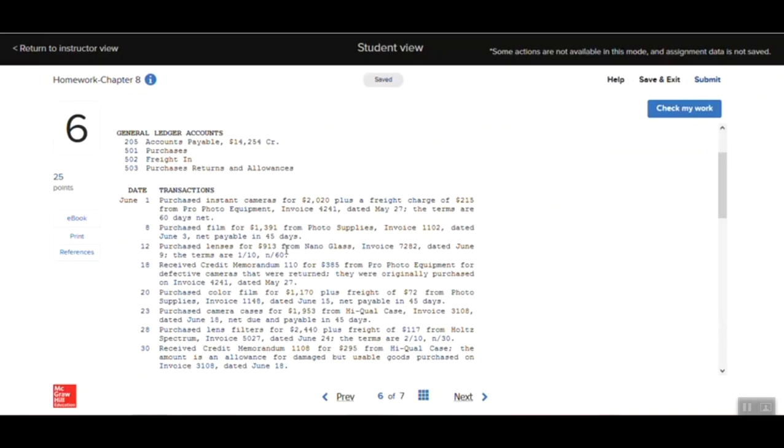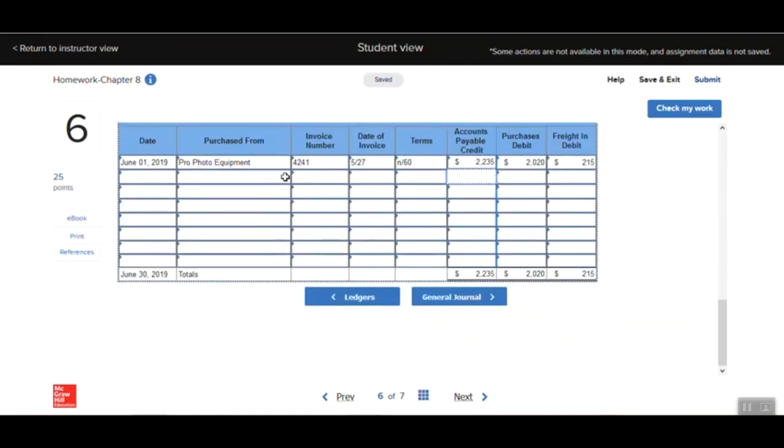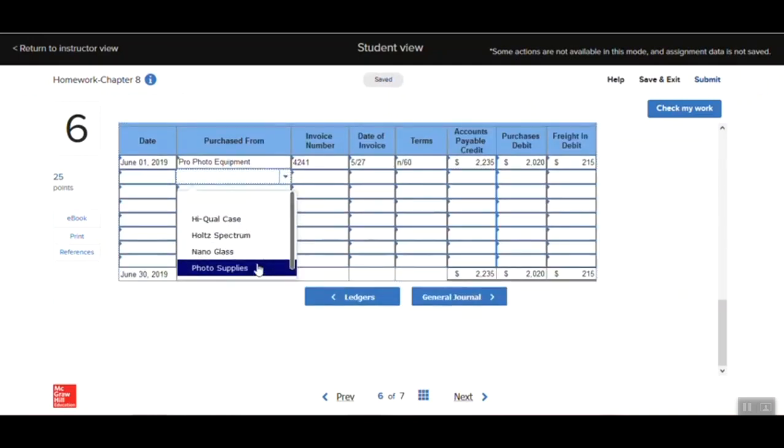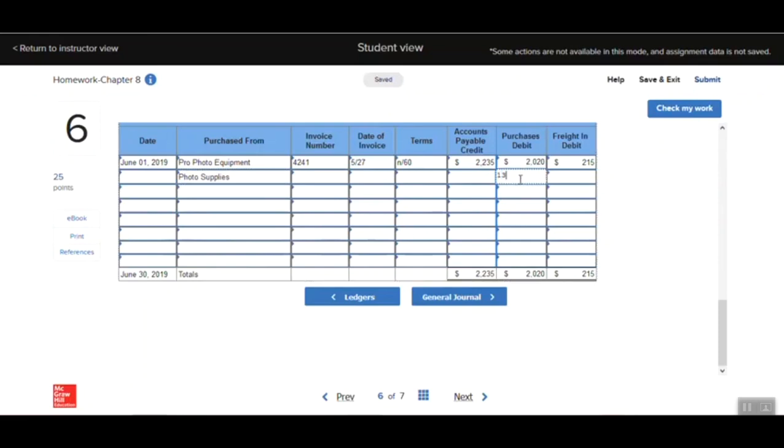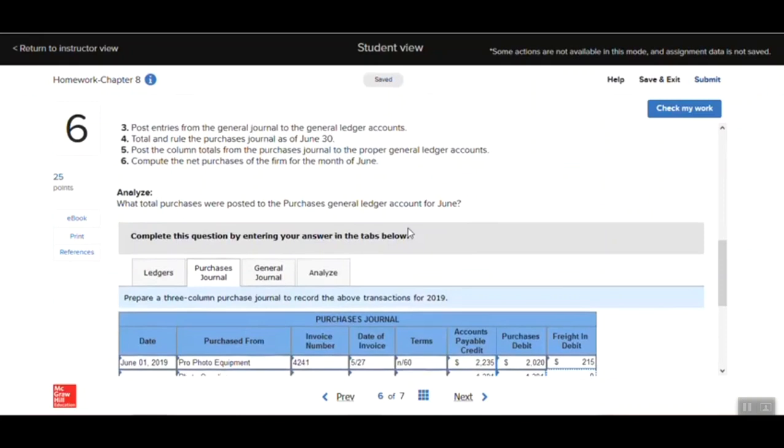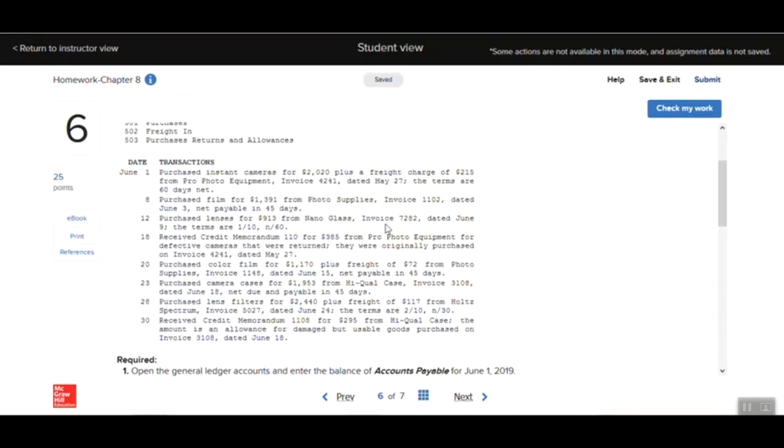So it looks like we got another purchase, $1,391 from Photo Supplies, dated June the 3rd. So again, you've got information that you have to put in. We've got $1,391 in purchases. It didn't say anything about freight, so evidently they did not charge us freight. So the total amount that we owe them is $1,391. I put the 0 in because it seems to be taking it. You can try without putting the 0 in. It might not get it wrong. It's just kind of quirky sometimes.